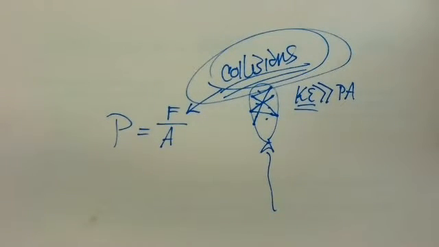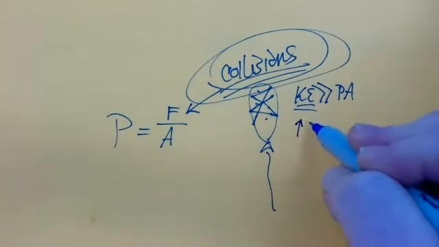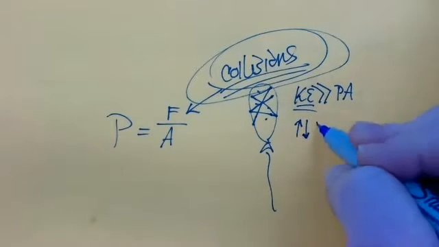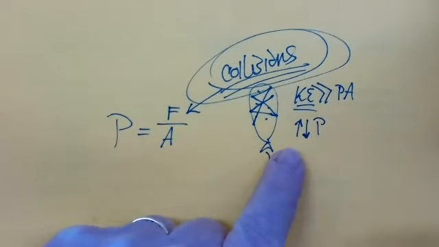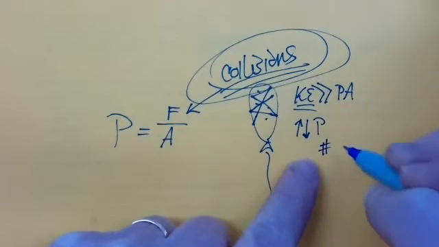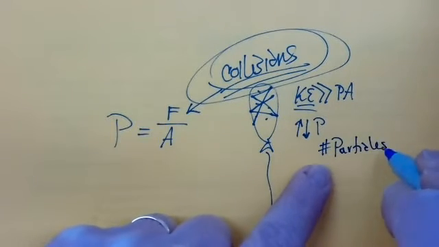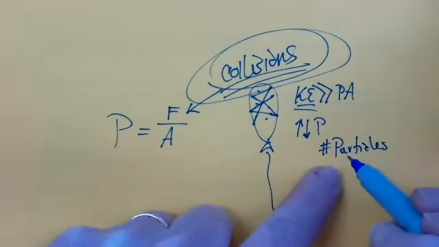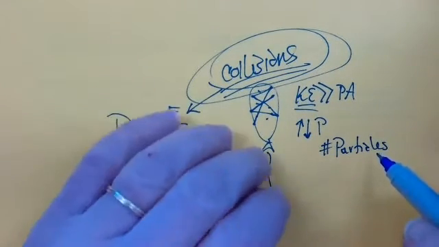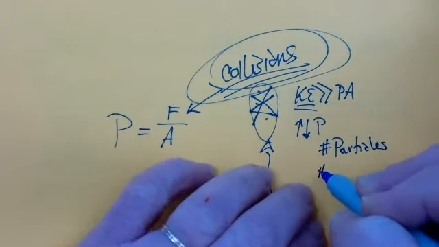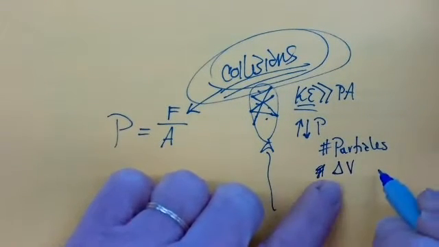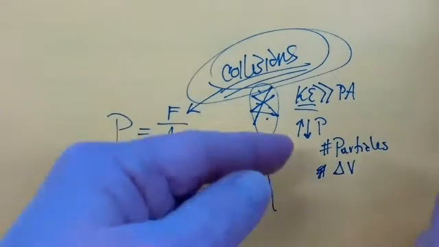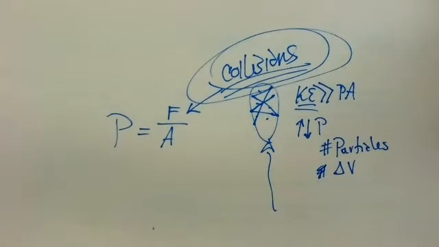Okay, well, what can we do to increase or decrease the frequency or forcefulness of collisions? So the variables that impact pressure are the number of particles. The greater the number of particles, the greater the frequency of collisions. The fewer particles, the less frequent, therefore the lower the pressure. You can also change the volume. The greater the volume, keeping the rest constant, the less they're going to collide. The smaller the volume, the more they're going to collide.